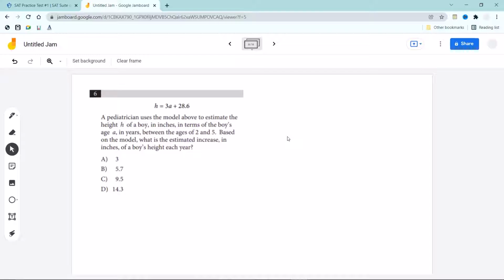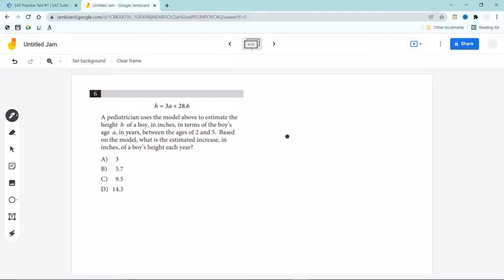And based on the model, what is the estimated increase in inches of a boy's height each year, right? So how much taller is the boy getting each year is basically the question we have to answer, right? Using the model, nothing else, just the model. So let's do some guess and check here, sort of plugging in inputs to the model to see how much the height is changing, right, per year.